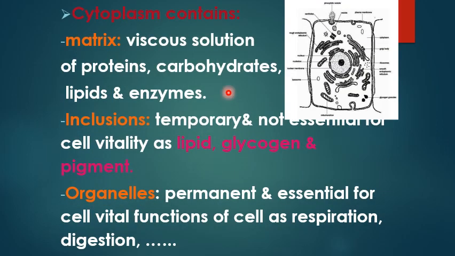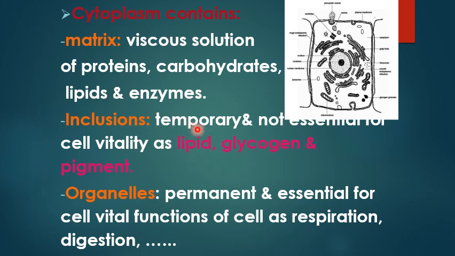The cytoplasm contains three important components, which are the matrix, inclusions, and organelles. The organelles are permanent, usually present, always present, essential for a vital function, and they are specialized, do special work. So I can remember three words: permanent, essential, and specialized.